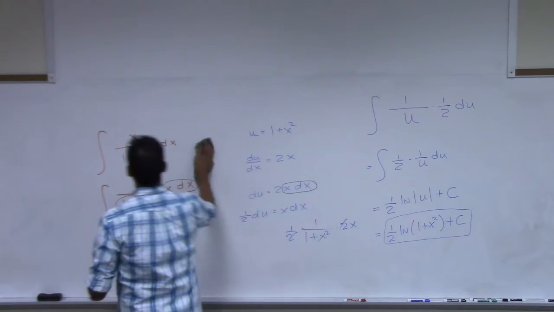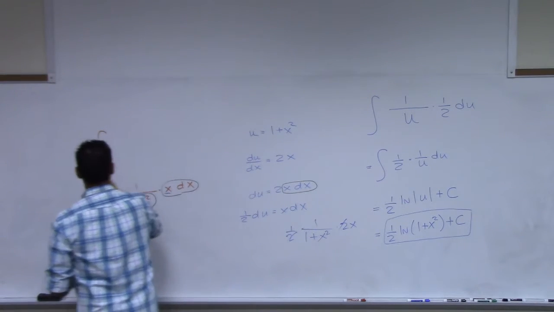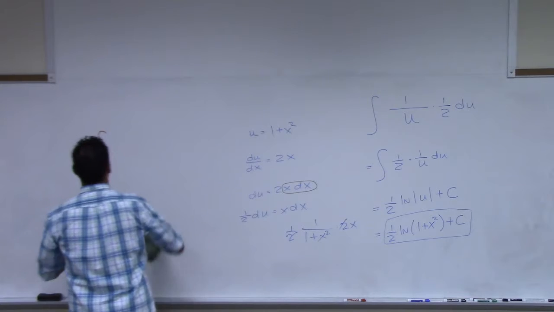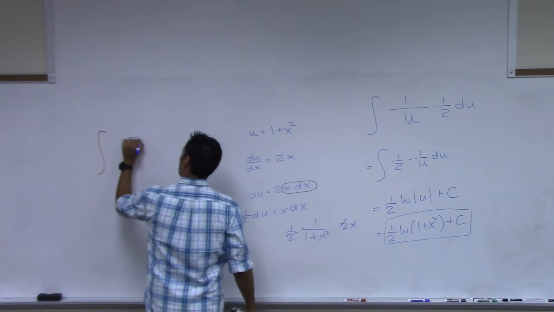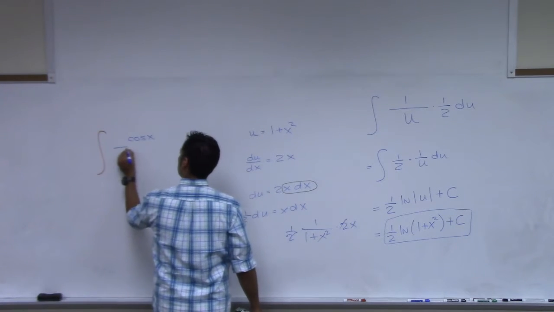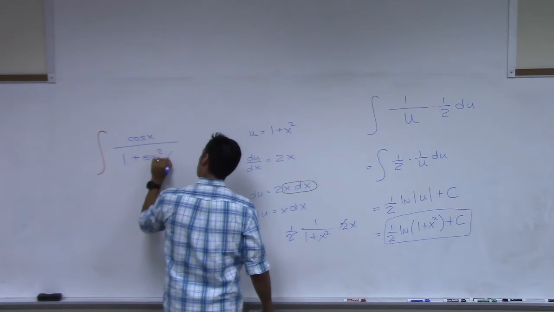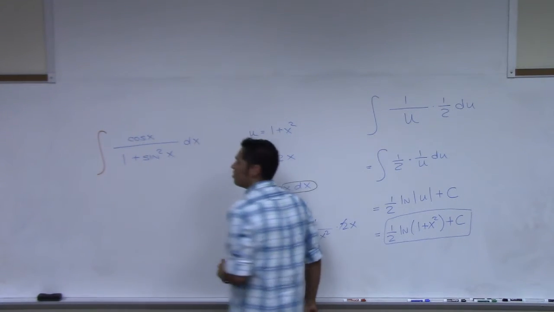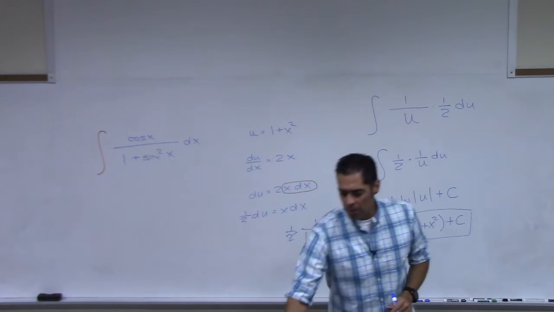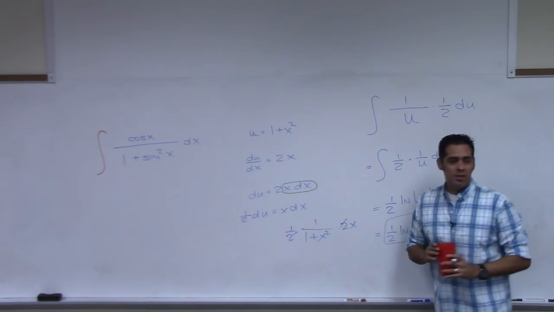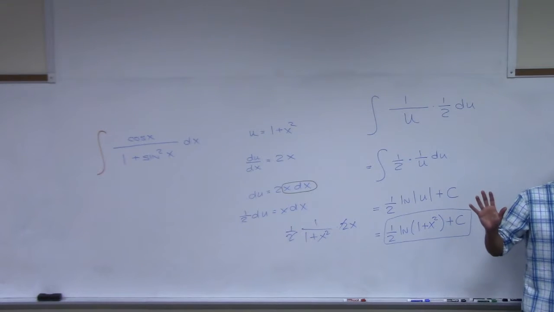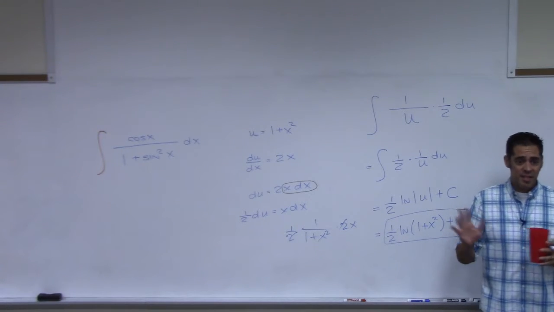I'll give you another one. How about this one? Cosine x over 1 plus sine squared x dx. See, things are going to start looking pretty, like what we've done now is with u substitution, we have blown the doors open on the types of integrals we can do.